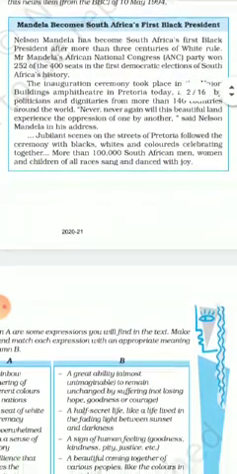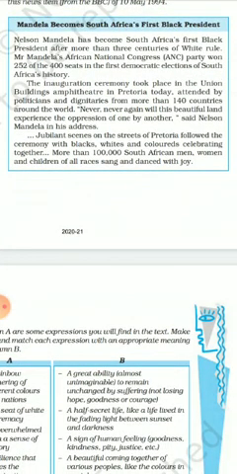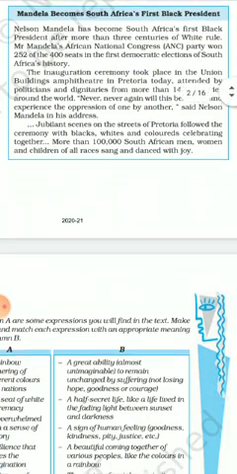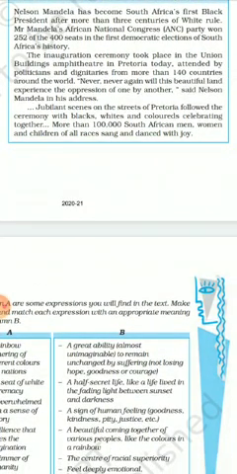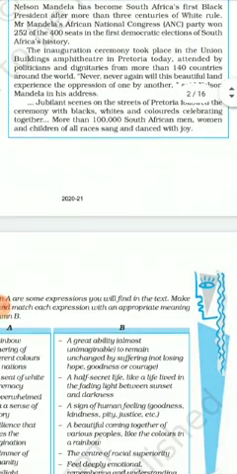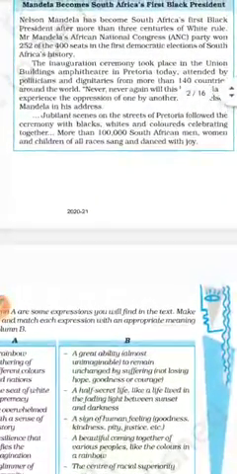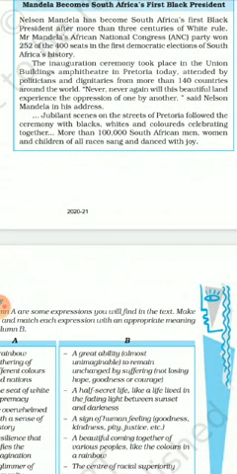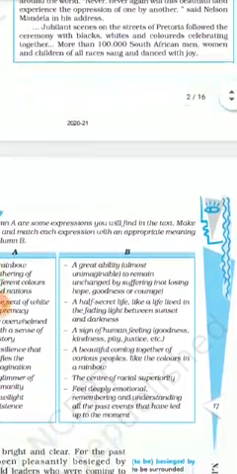Jubilant scenes on the streets of Pretoria followed the ceremony with blacks, whites, and colored celebrating together. There in the ceremony, earlier only white people had all sorts of happiness, all sorts of ceremonies, all sorts of privileged favors. But there, everybody, white and black, were celebrating together. More than 1 lakh South African men, women, and children of all races sang and danced with joy.